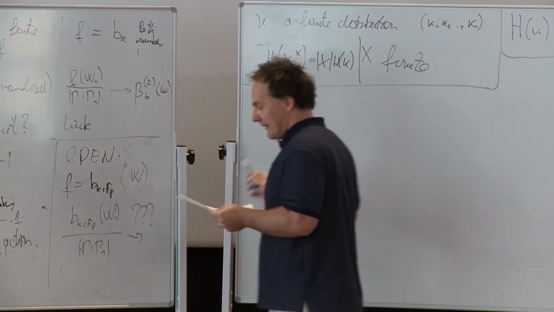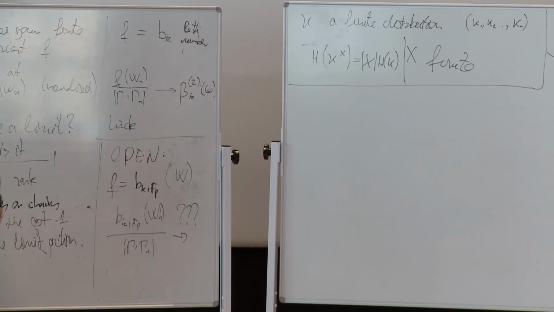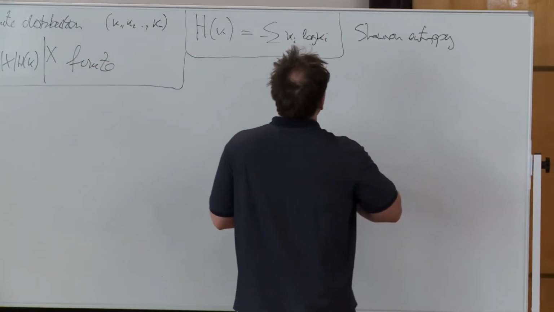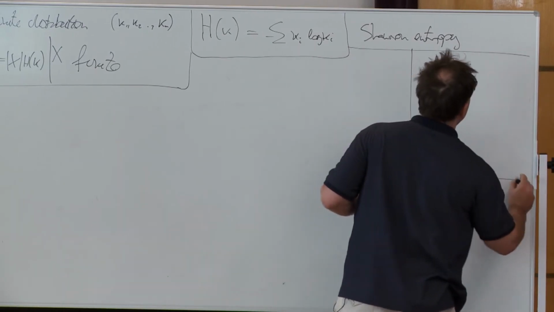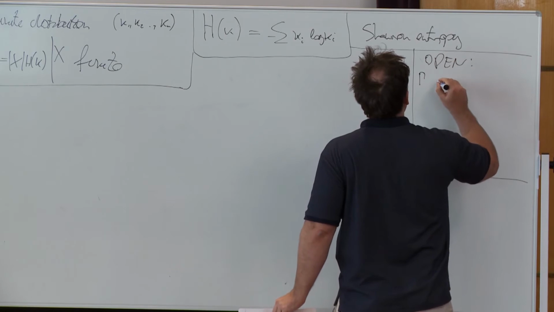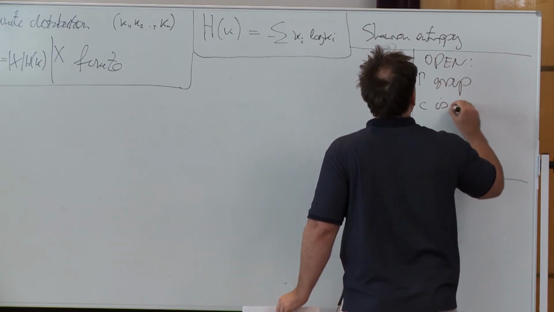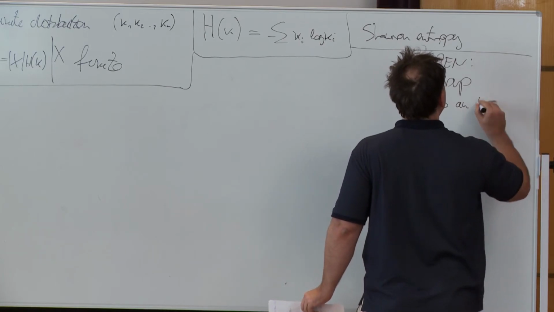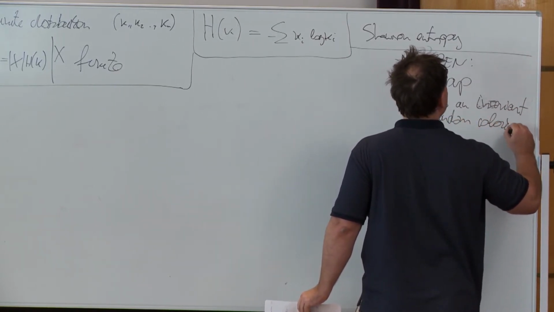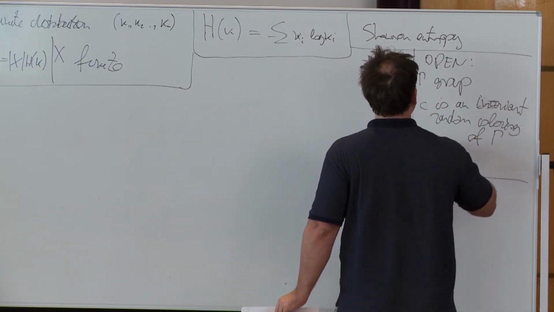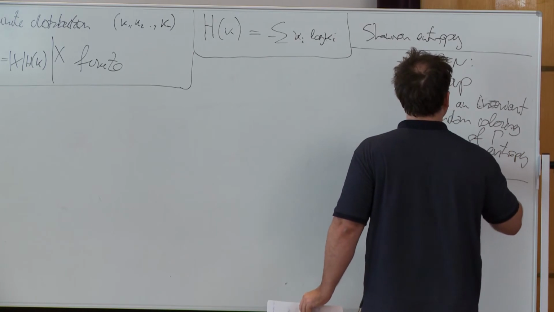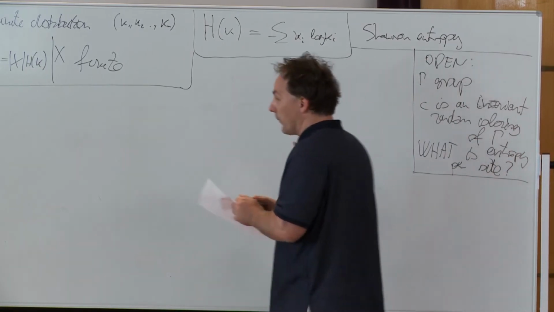That's a notion that has of course an infinite literature, this amount of randomness. The basic question that people ask, which is still not very well understood, and I write it here because that's not the way we will go, but it's a big open question: gamma is a countable group, C is an invariant random coloring of gamma. What is the entropy per site?